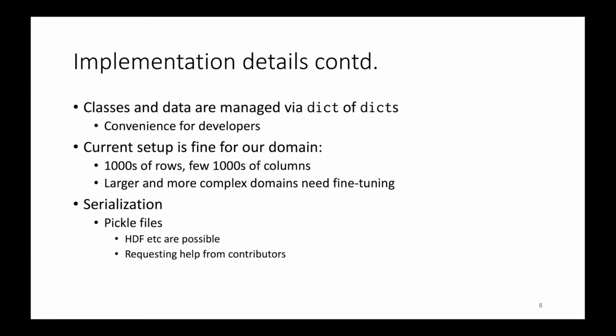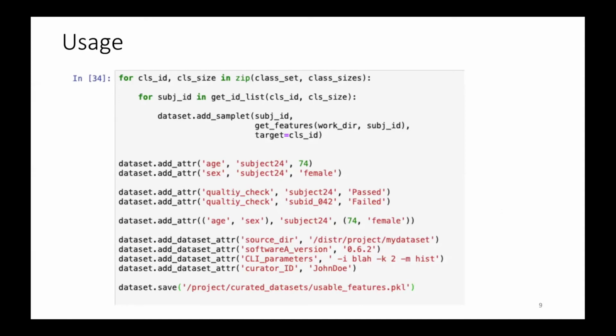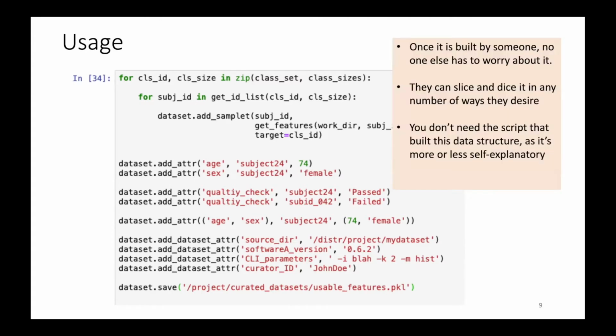Maybe I can skip some of the implementation details. Basically, this is a quick snapshot of how it is used. The top few lines populate the data structure, going through IDs, adding features and data, and then you can add attributes and some other metadata. This makes the data structure pretty self-contained and self-explanatory for other people who want to use it, instead of just putting comments in a CSV file.